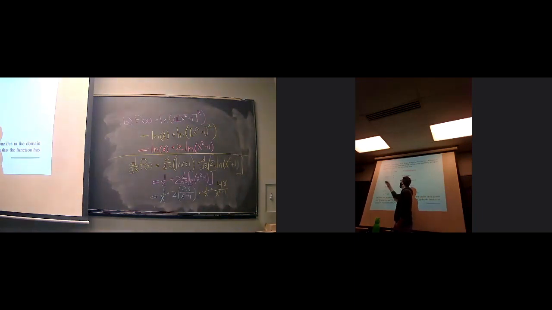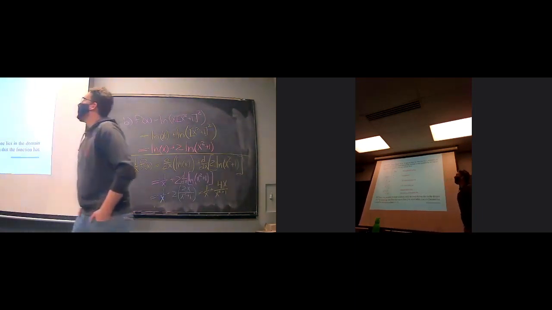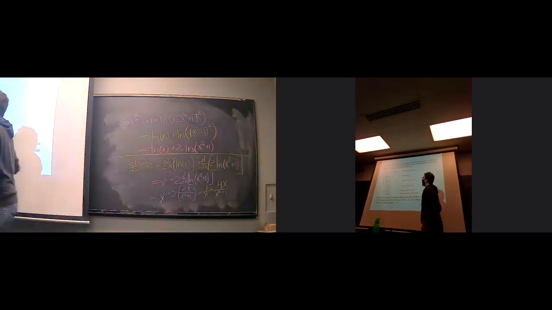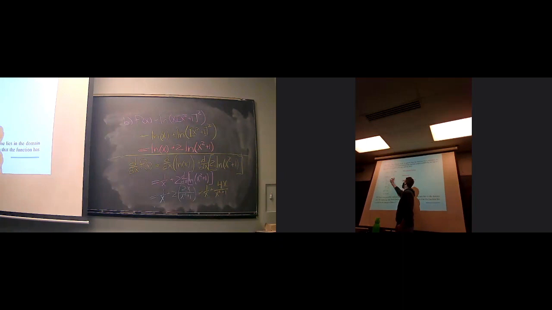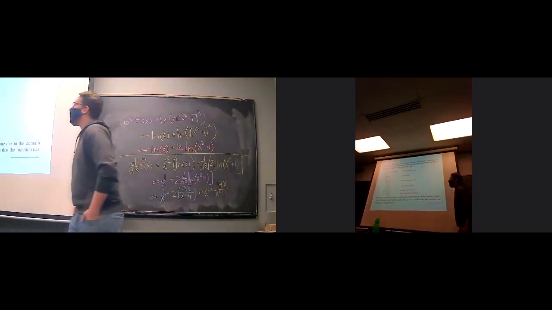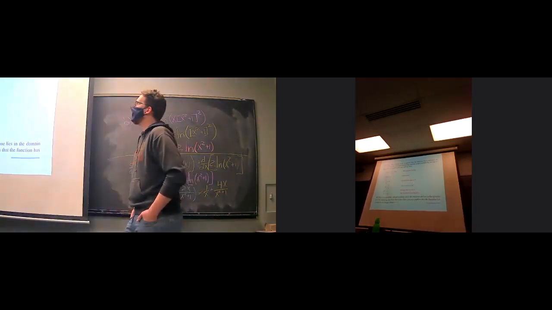All right. So in this problem, we start off with the function x squared over 2 minus the ln of x. When we differentiate both terms, that's what I meant to say, we get x minus 1 over x.